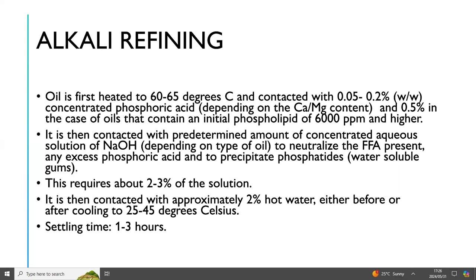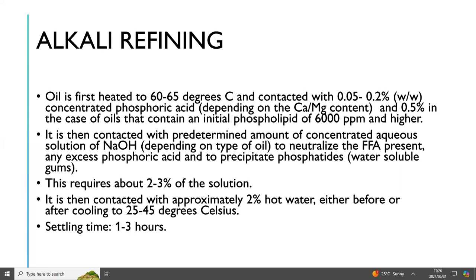Then after 1 hour, it is then conducted with approximately 2% on a weight basis hot water, either before or after cooling to 25 to 45 degrees Celsius. So if it's a batch process, you add your sodium hydroxide, mix for a certain period of time, then you add your hot water, then you stop the agitation and let your mixture settle for 1 hour to 3 hours.